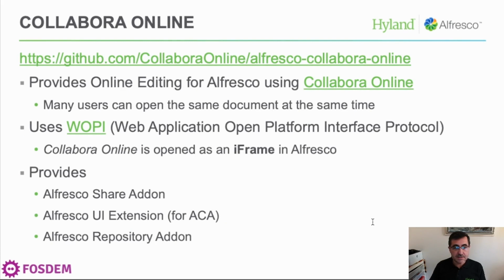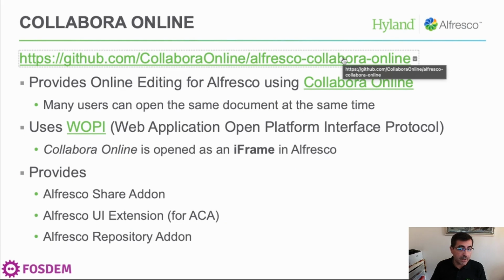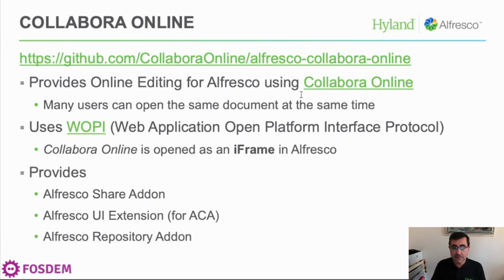So this add-on that you have available on this GitHub and on the Collabora Online GitHub account provides online editing for Alfresco using Collabora Online. So many users can open the same document at the same time, and they can collaborate together on the same document.